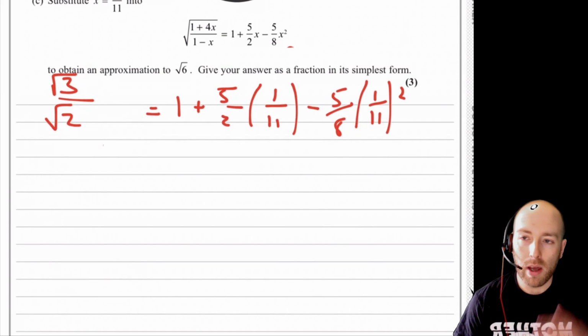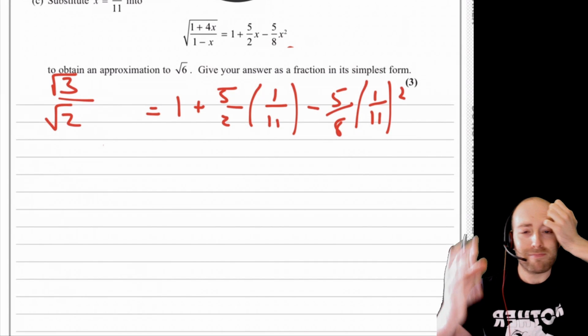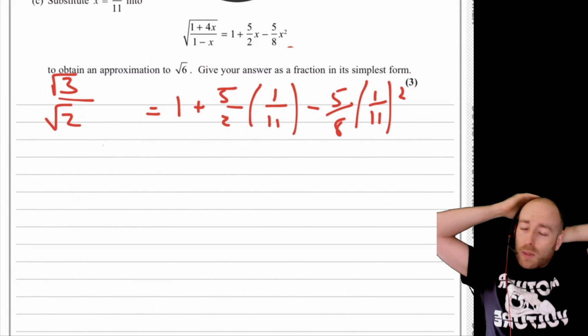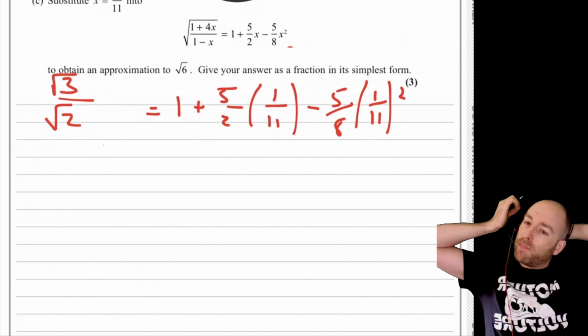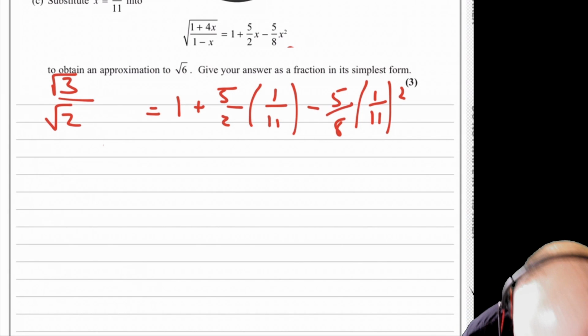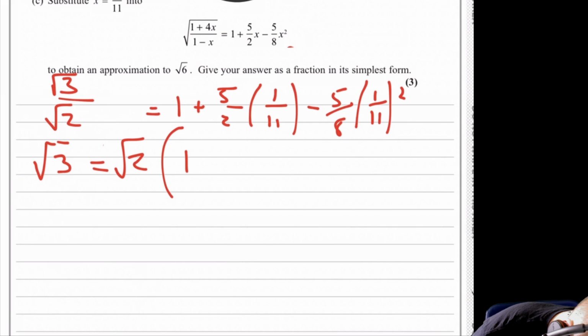Okay. Right, there's a few ways you could do this. I'm trying to think what the most obvious way is. You could try and rationalize the denominator. That could work quite well. I'm not, though. I'm going to times both sides by root 2. So I'm going to basically turn it into an approximation for root 3. So root 3 would equal root 2 times the expansion.